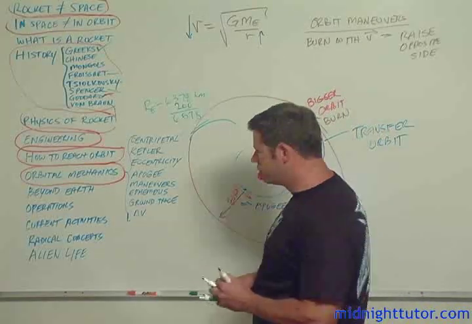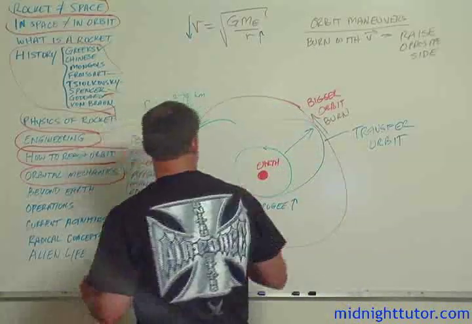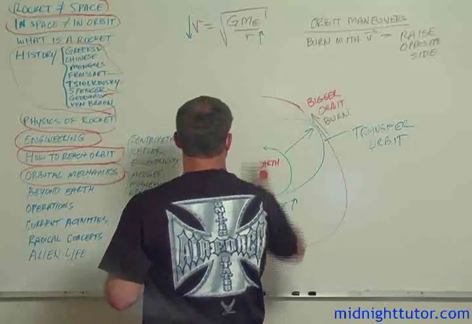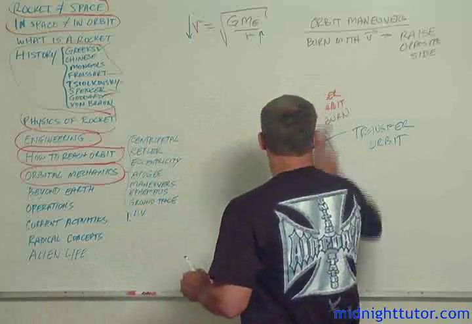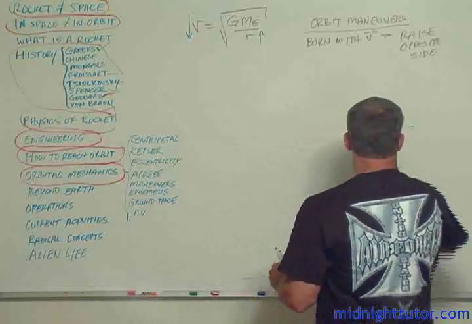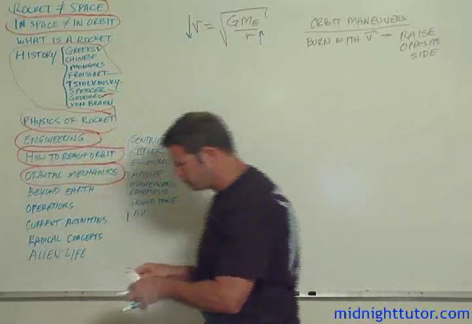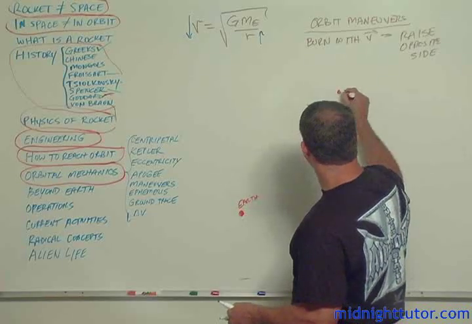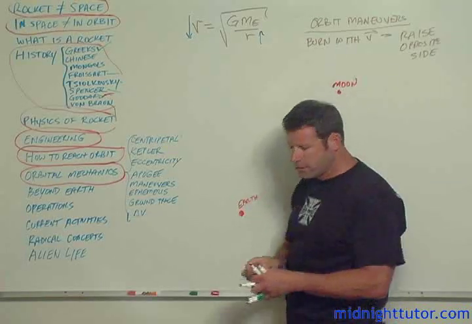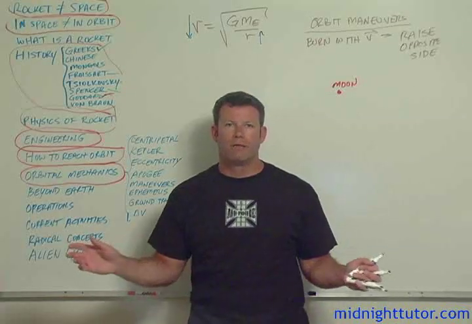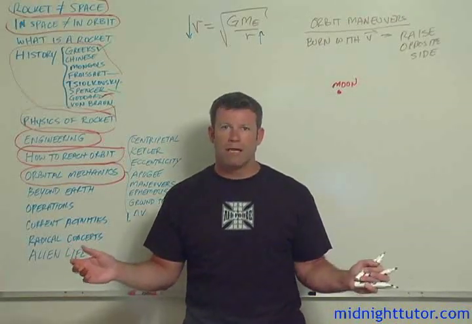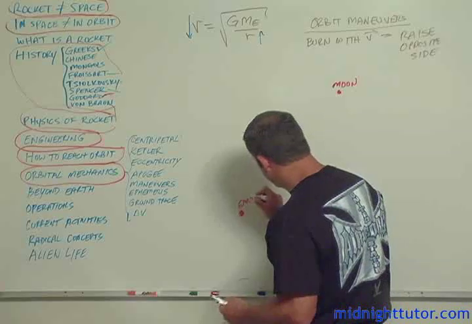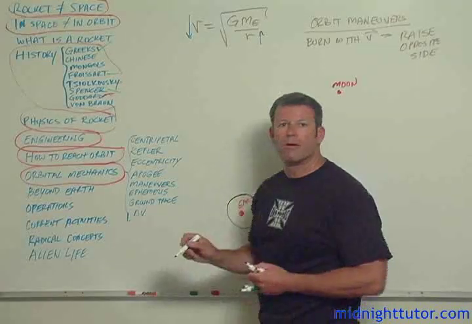So imagine you want to go to the moon. So here's Earth, and here's the Moon. Well, the only goal of the launch process itself is to get into orbit, right? Getting into orbit itself is not easy. That's all we want to do. So we end up in a circular orbit, a low Earth orbit around Earth.